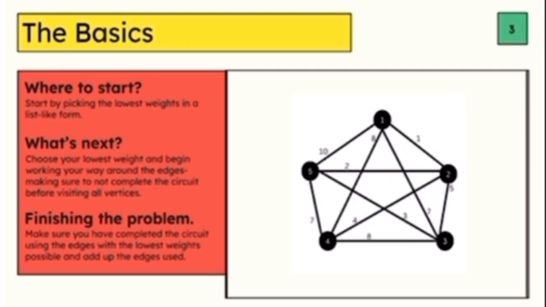When going over the basics of the edge picking algorithm, like we talked about in slide 2, you start at the lowest weight. Then the next step, choose your lowest weight and begin working your way around the edges. So therefore, in this example, you would go from 1 to 5. Once you have completed the circuit using the edges with the lowest weight, make sure that you add to get your final and total weight.